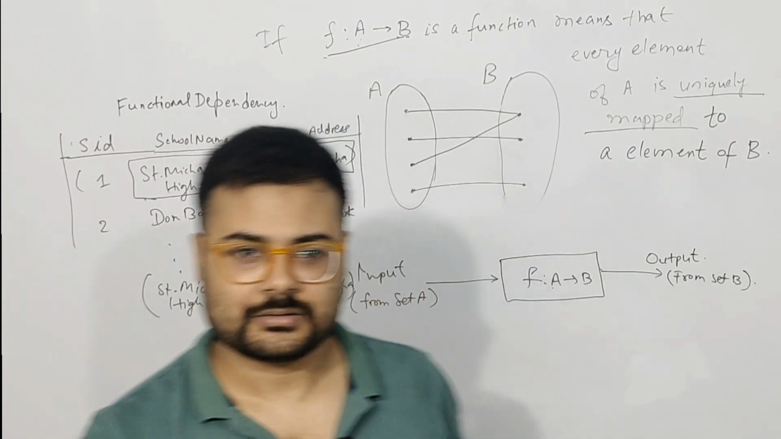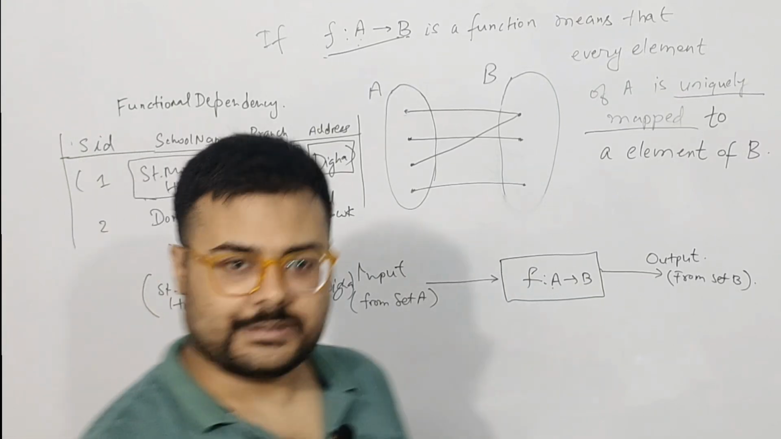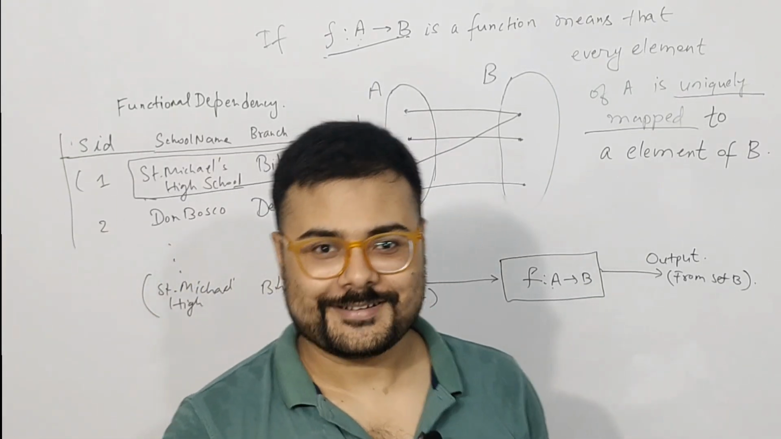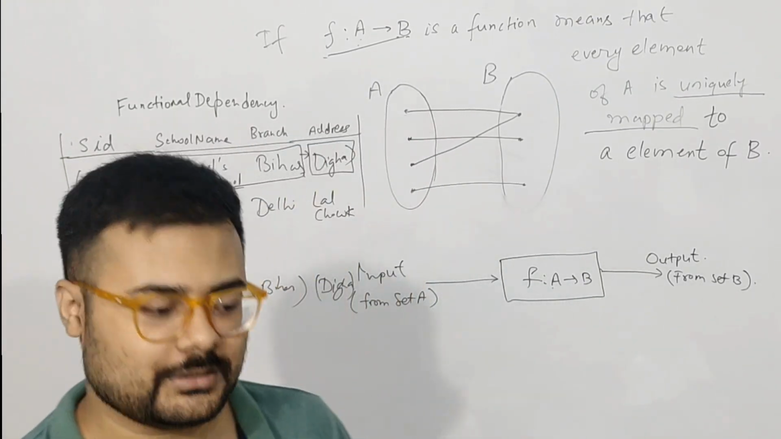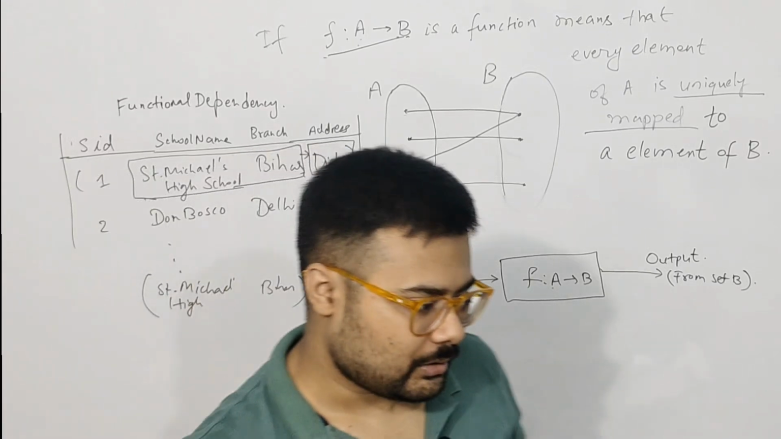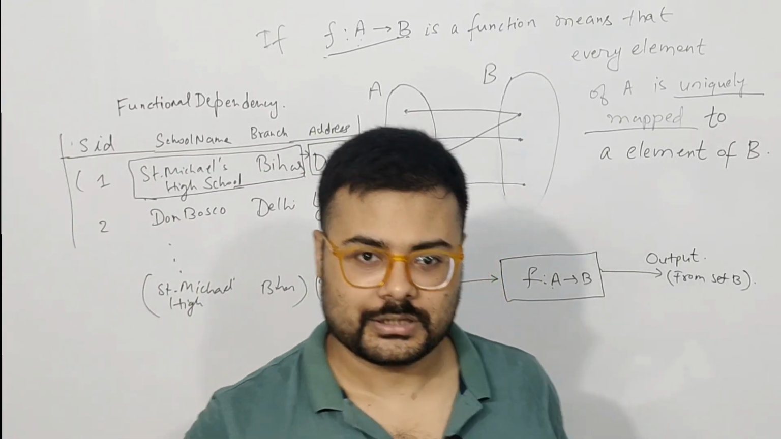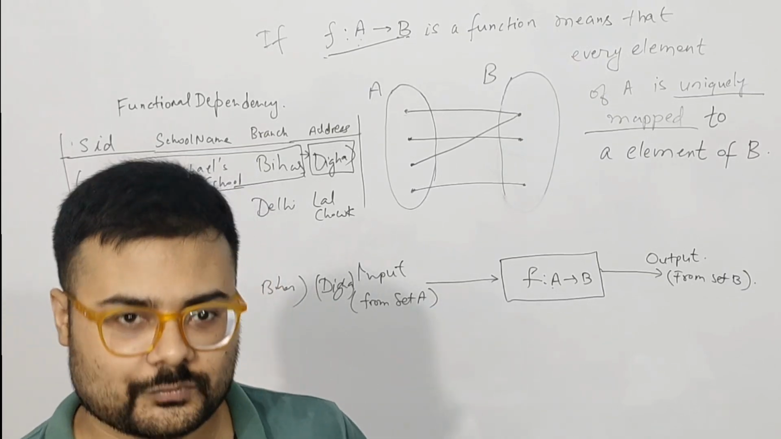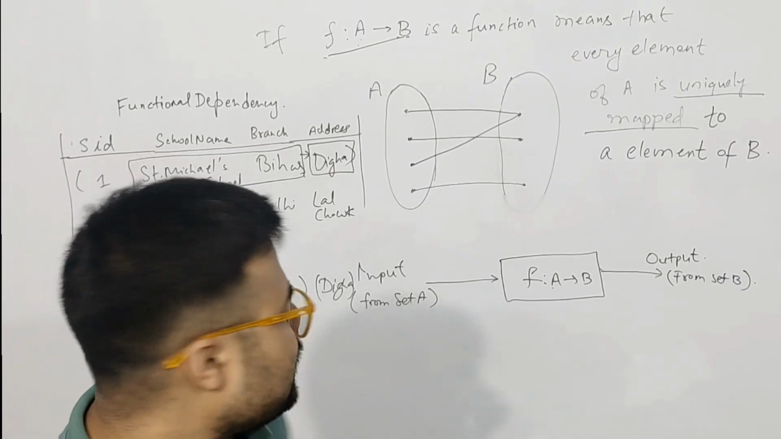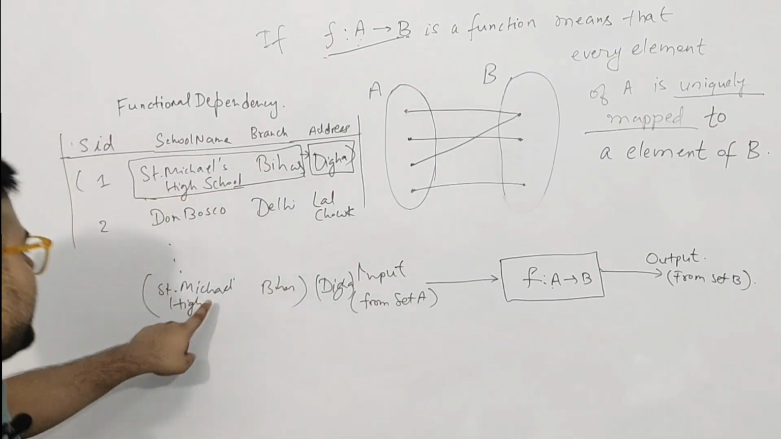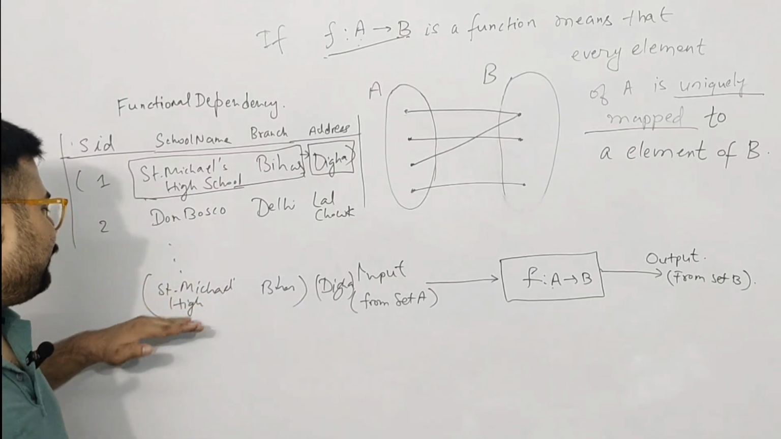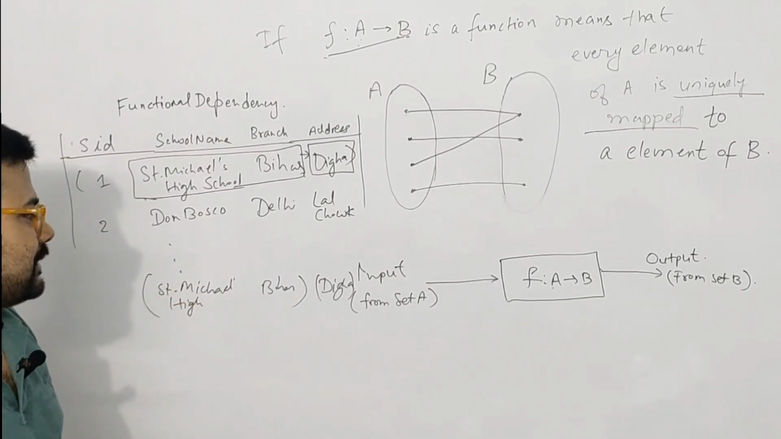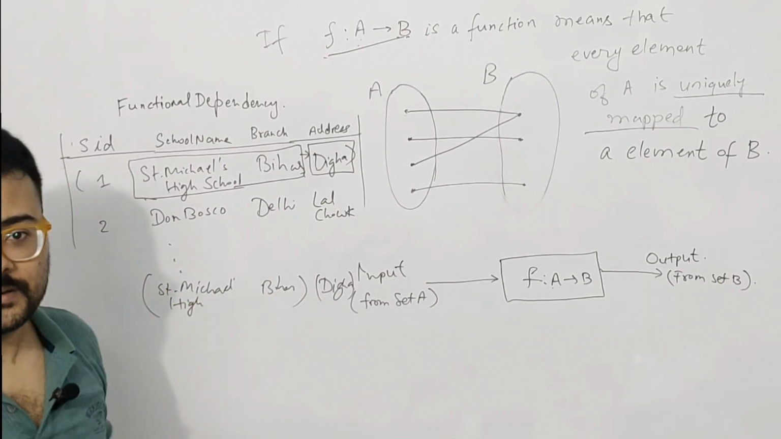A caution: functional dependency is one of the integrity constraints. Anytime you insert any new record, that record must satisfy all the integrity constraints. It will check that if the school name is St. Michael and the branch is Bihar, then the address has to be Digha.